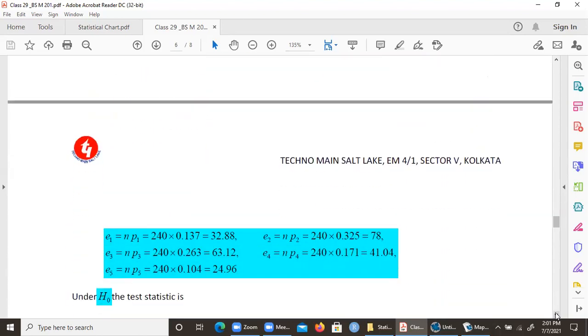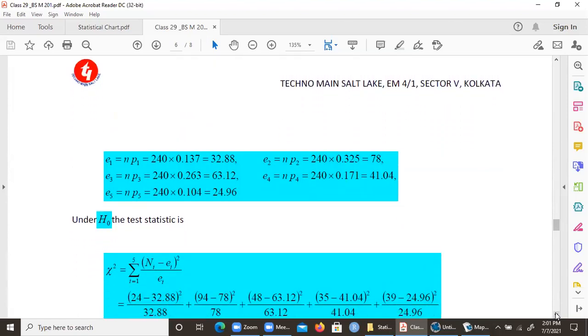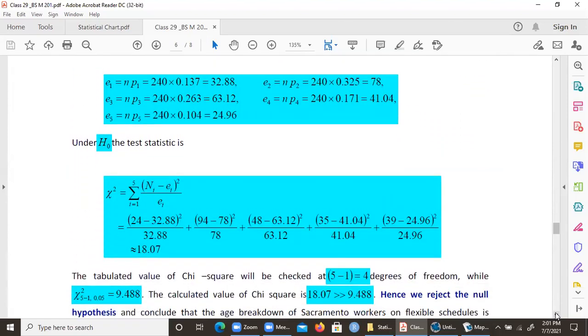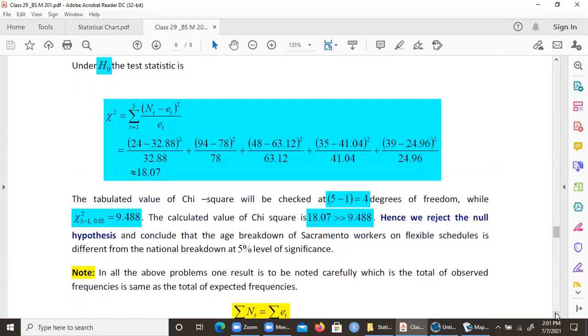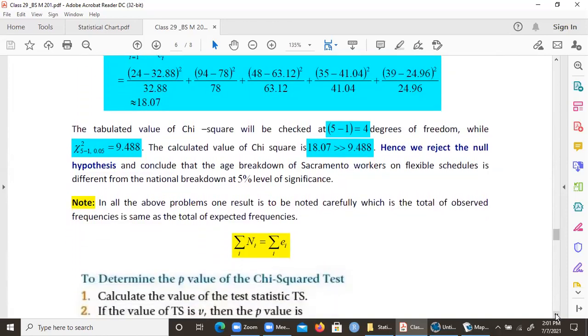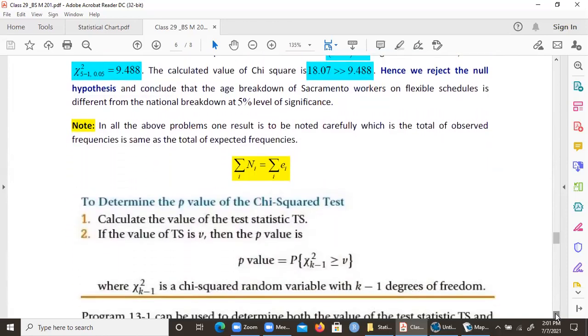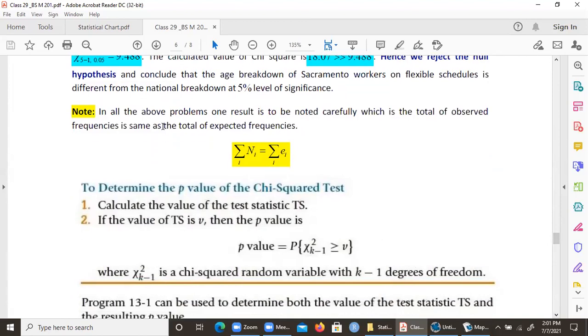I'm just skipping the things. And here I have made the note that in the above calculations, the thing that I just now explained to you, one of the fundamental conditions for applying the goodness of fit test is this: that the sum of the observed frequencies must be equal to the sum of the expected frequencies.